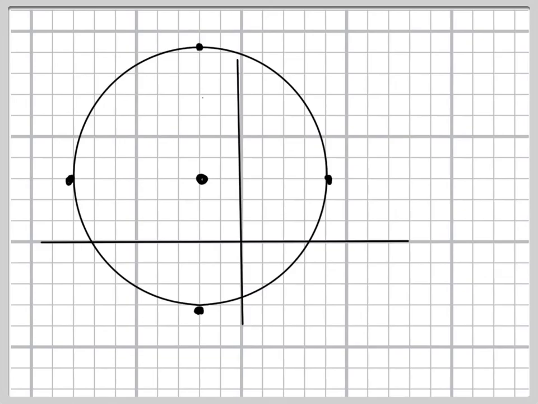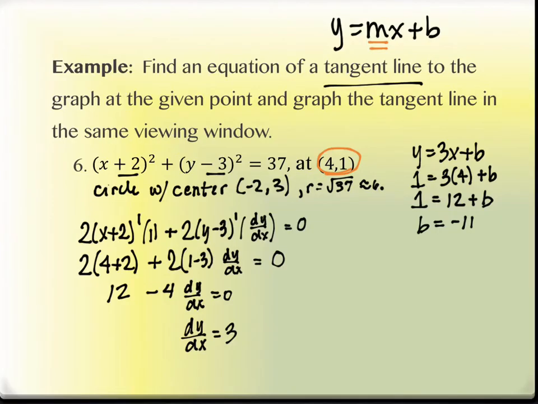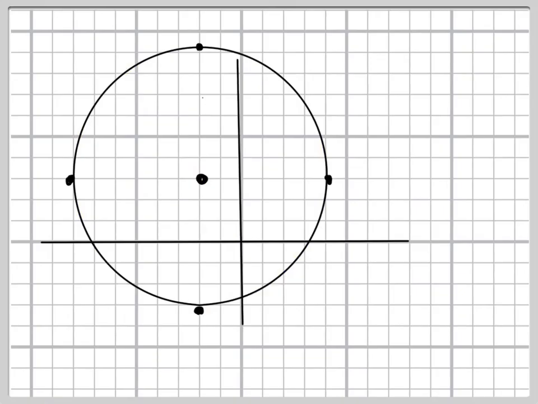And then we're going to graph also this line. Didn't write it down, I guess. y equals 3x minus 11. So that's my tangent line I'm going to graph. So down here at negative 11, which is unfortunately not on my graph, but it's down there. Where am I supposed to be intersecting? 4.1.